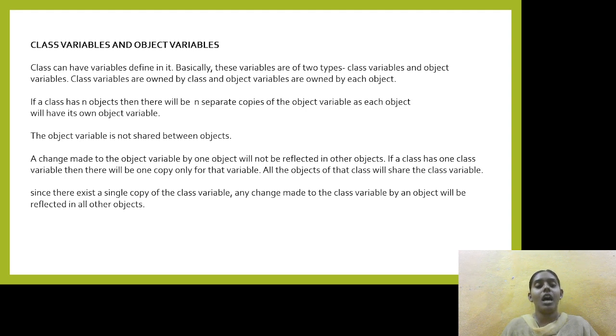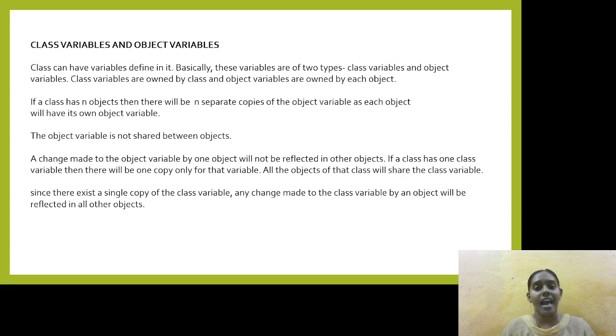Class variables are owned by the class, and object variables are owned by each object, in which we can create any number of objects in a class. If a class has n objects, then there will be n separate copies of the object variable, as each object will have its own object variable. The object variable is not shared between objects. A change made to the object variable by one object will not be reflected in other objects.